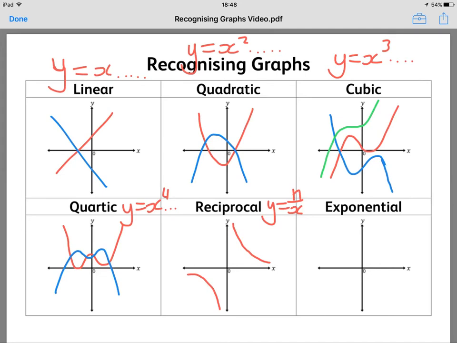But again, have a play with stuff there. A negative one is, you probably guessed, in the other two quadrants. So there you go, there's your negative.